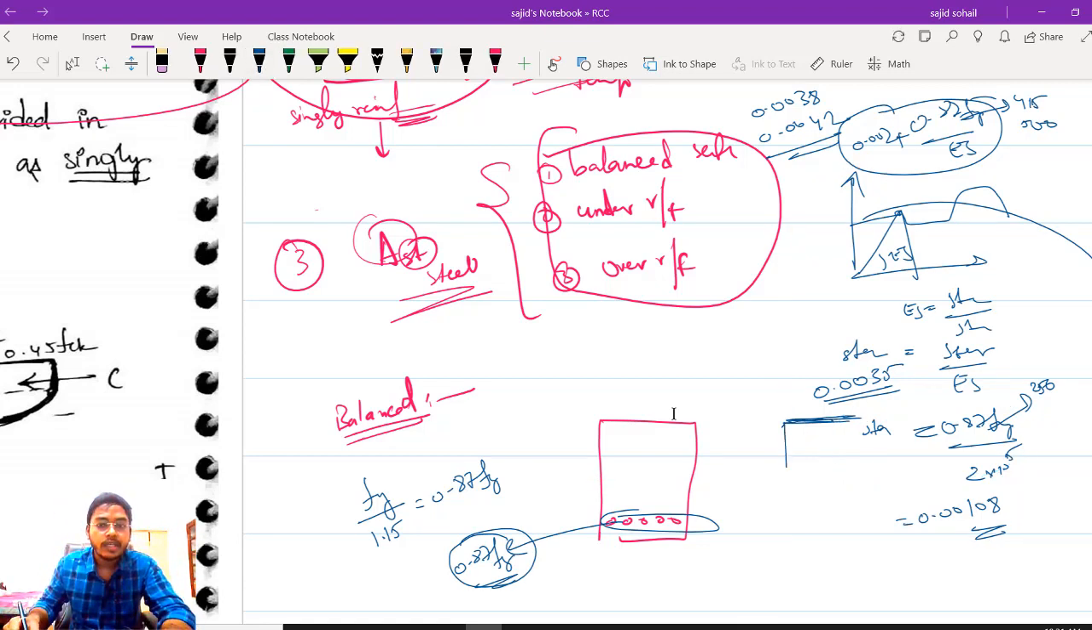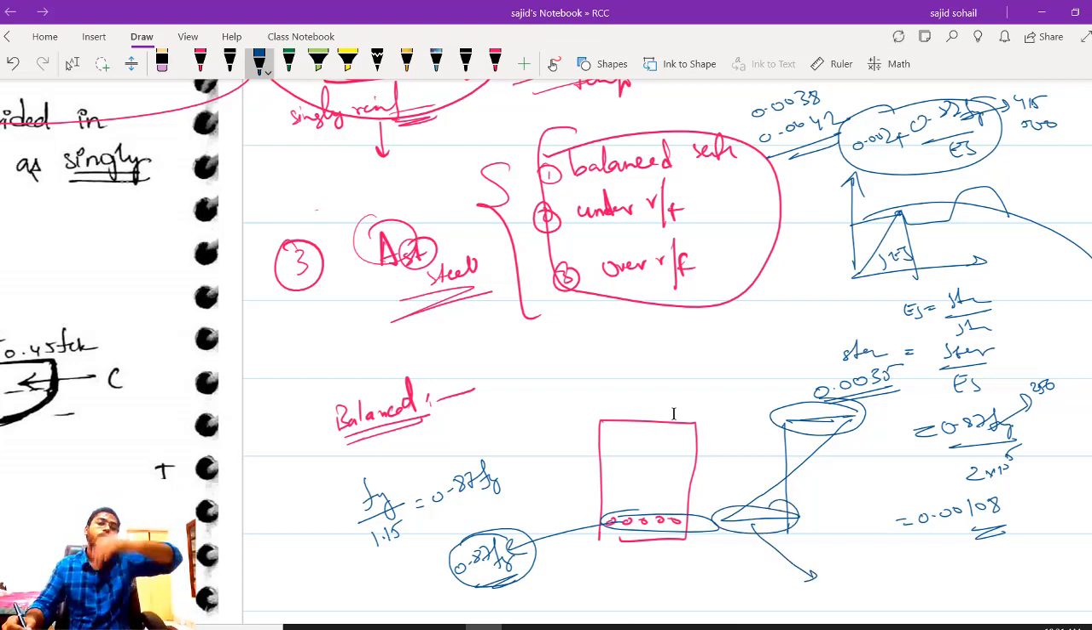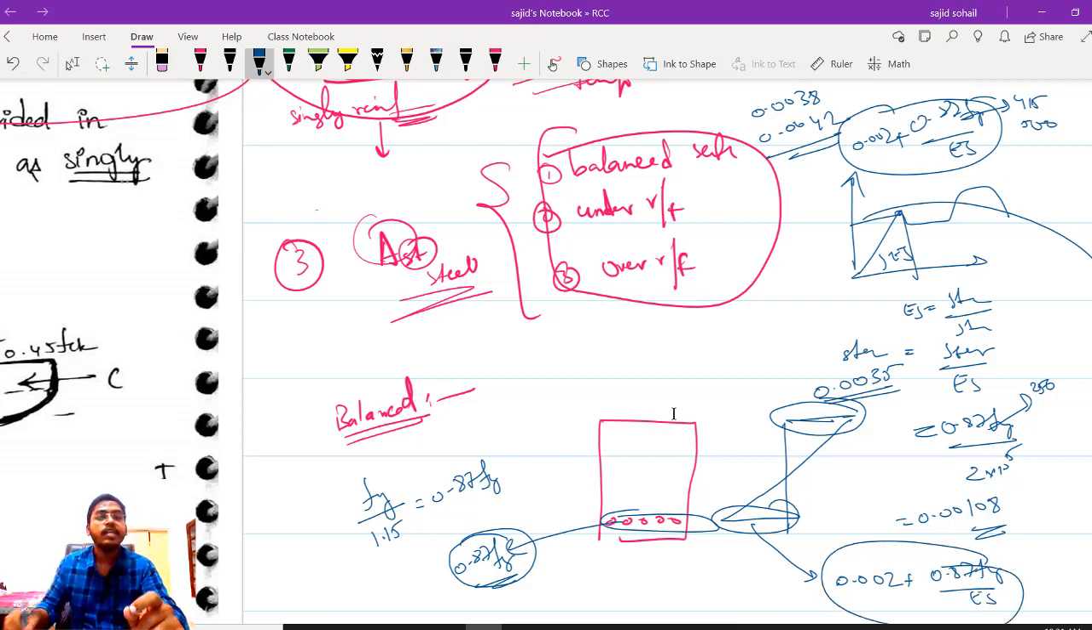Let us try to understand what I am doing. We are getting maximum strain here, and corresponding to that we are getting the strain value which gives this much stress, 0.87 Fy: as per Fe 250 it is 0.00108, as per Fe 415 it is 0.0038, or as per Fe 500 it is 0.0042. डायरेक्ट नंबर से याद रखने की जरूरत नहीं है. You have to remember like this: 0.002 plus 0.87 Fy by Es. This much strain is reached.